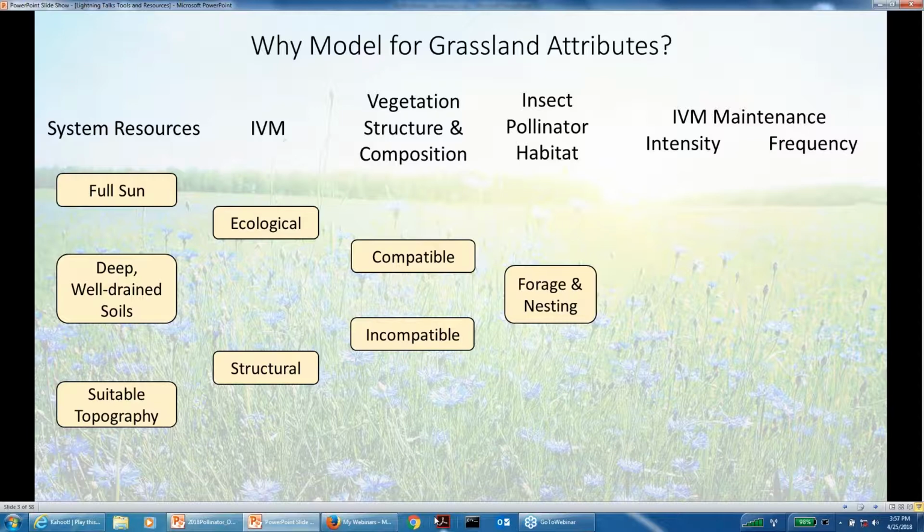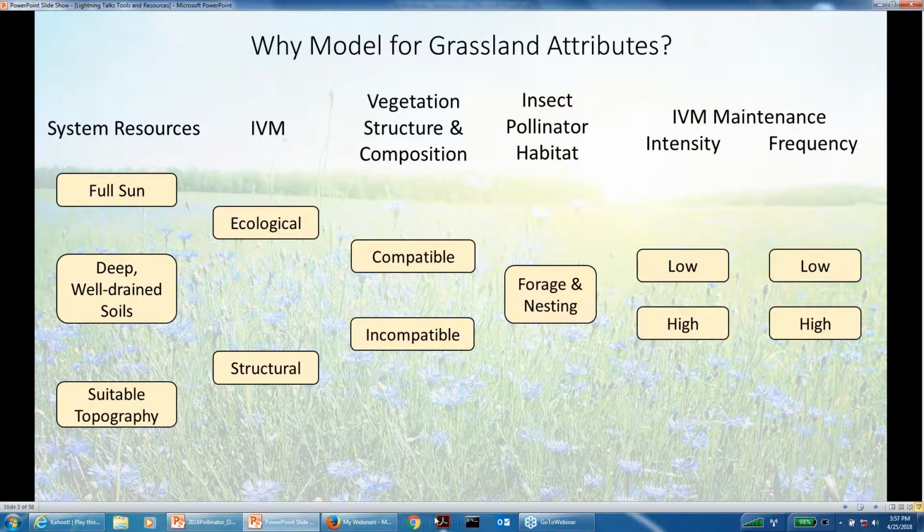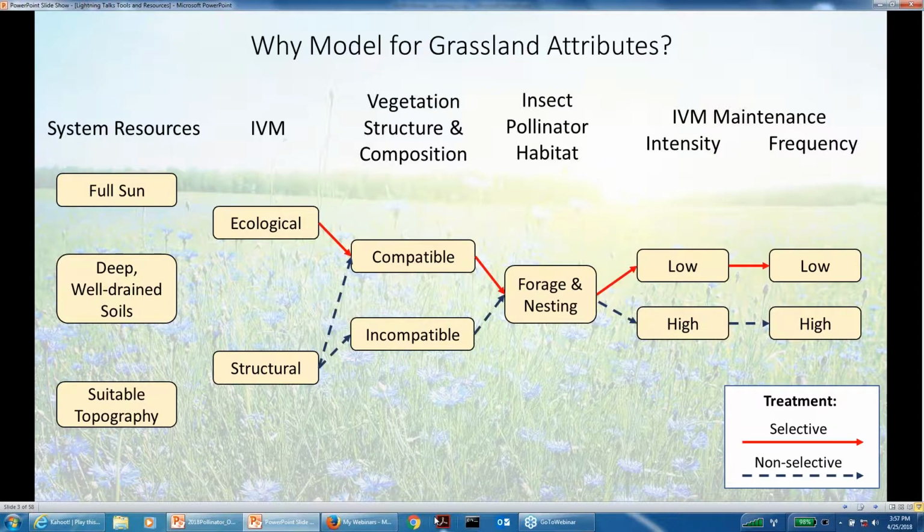Finally, IVM maintenance. And this is meant to be in the long term. That really should say long-term IVM maintenance. And this relates to intensity and frequency of treatment. So here we have two options. We have the ecological approach, ecologically oriented IVM, and that is the selective treatment shown in red. And that shows that ecologically oriented IVM can lead to compatible plant community structure because that's what we're planning for, which gives us forage and nesting, which in the long run leads to low intensity and low frequency of IVM maintenance.